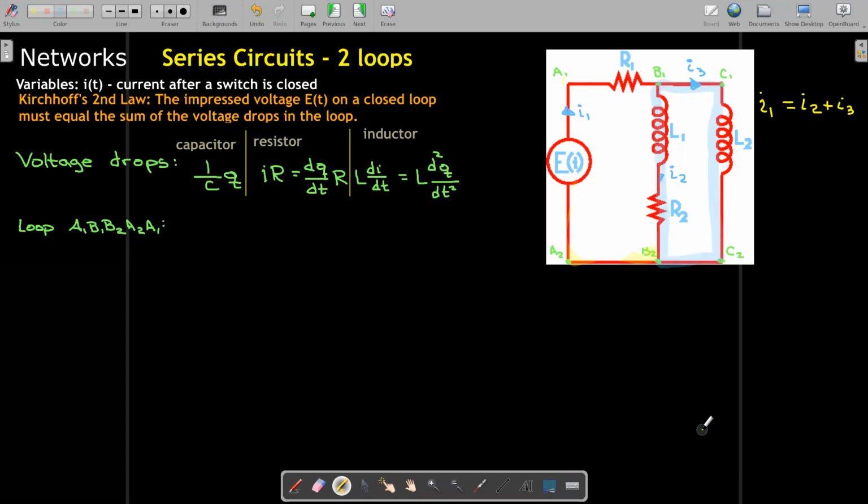But it turns out that we only need 2 of the loops. So let's see what loops we're going to use. We're going to use the loop.